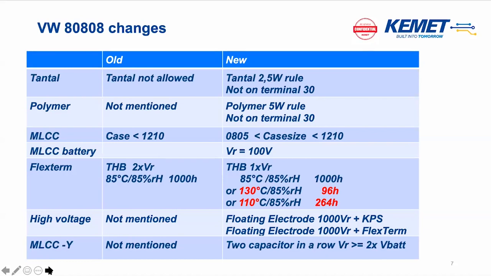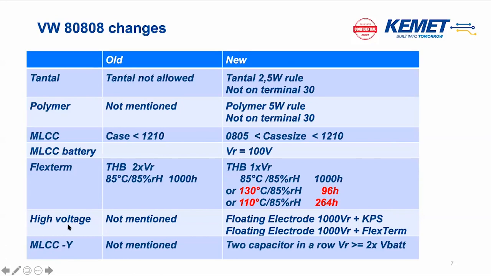So we can use high voltage MLCCs. The old spec didn't mention that. Right now we have a floating electrode, 1,000 volt rated plus KPS, or you can use a floating electrode plus flex term. What that is in detail, I'll let you know later. Y-caps were also not mentioned for MLCC. Right now we have a rule for that: 2 capacitors in a row, where the rated voltage should be 2 times the battery or system voltage level. So that's in short an overview of the changes.